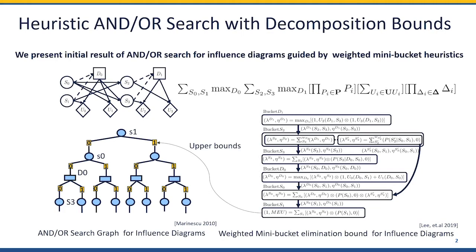The AND/OR search space for inference diagrams was first presented in 2010 without heuristics, and then more recently, decomposition bounds for inference diagrams have been developed by extending the techniques in probabilistic graphical models.